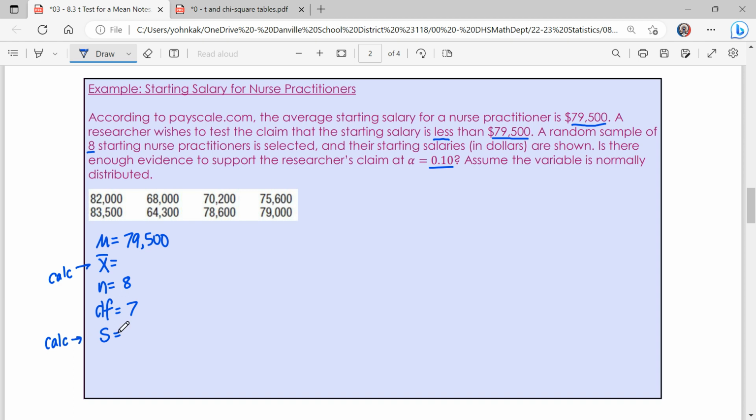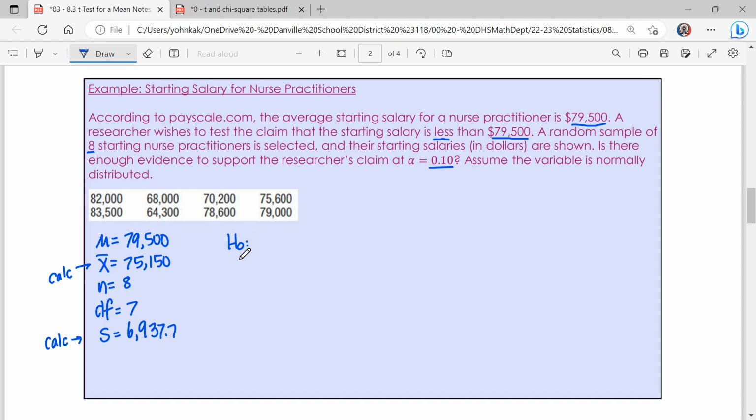So if you put those into your calculator using 1-var stat, you'll be able to find that the sample mean is 75,150 and that your sample standard deviation is 6,937.7. Notice that I rounded my standard deviation to 1 decimal because my data had no decimals.